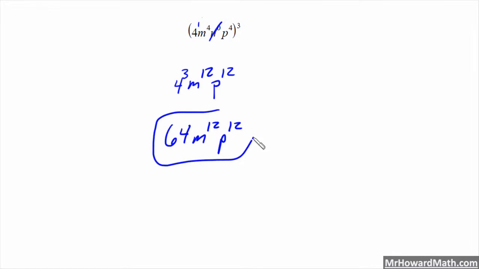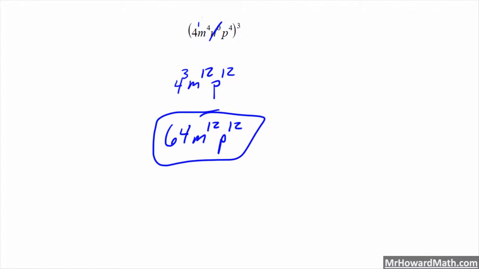And then m to the 4th cubed would be multiplying this exponent of 4 times this exponent of 3, so m to the 12th there. 4 times 3 is 12. And then here, outside to inside, as always, we multiply, so p to the 12th power from that. And then 4 cubed, if you work that out, is equal to 64. So 64 m to the 12th, p to the 12th will be the final answer.